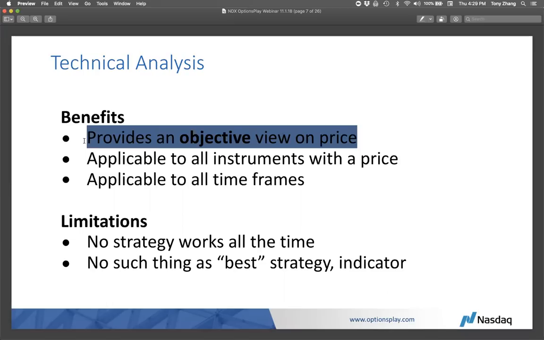If you apply a moving average, that moving average calculation doesn't change from day to day. And you can apply that moving average every single day and get an instant objective view as to whether the trend is higher or lower.